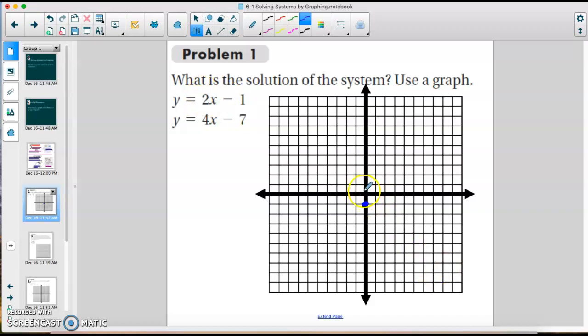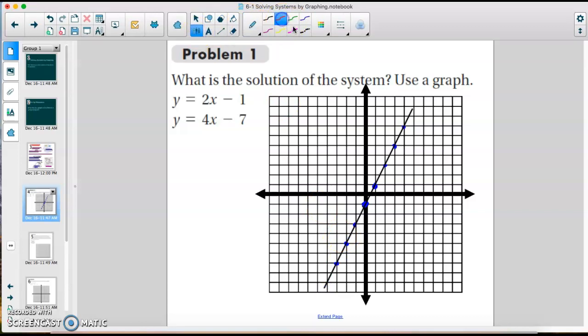So we go up 2 to the right 1. Up 2 and to the right 1. Now, you only need 2 points to make a line, but today I'm going to encourage you to do several for each line. It's just easier to see. And then we'll go down 2 and to the left 1, down 2 and to the left 1, down 2 and to the left 1. So I encourage you to do quite a few. And then we'll make our line here as best we can. There we go.